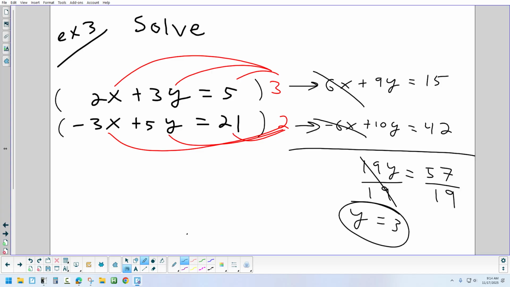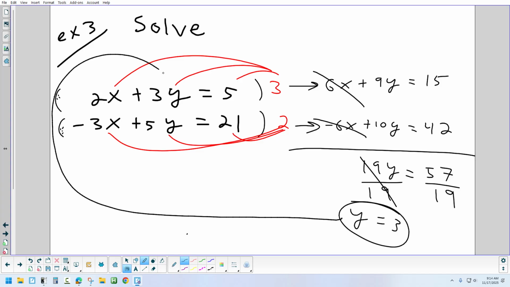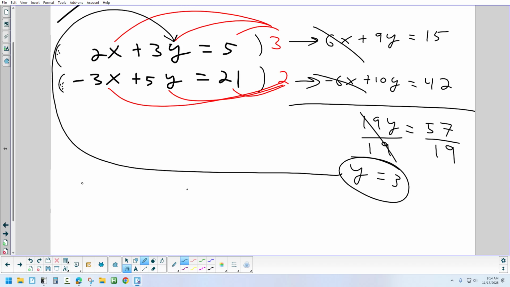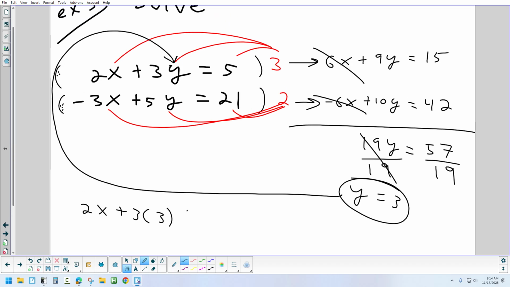Okay. Now, because we didn't use substitution, we don't have an equation that already says x equals, and then we just have to fill y in. So we have to pick whichever one we think is going to be easier. Top one or bottom one? Top one. So now we're going to take the y, and we're going to fill it in right there. So we've got 2x plus 3 times, and we filled in the y, which was 3, equals 5.